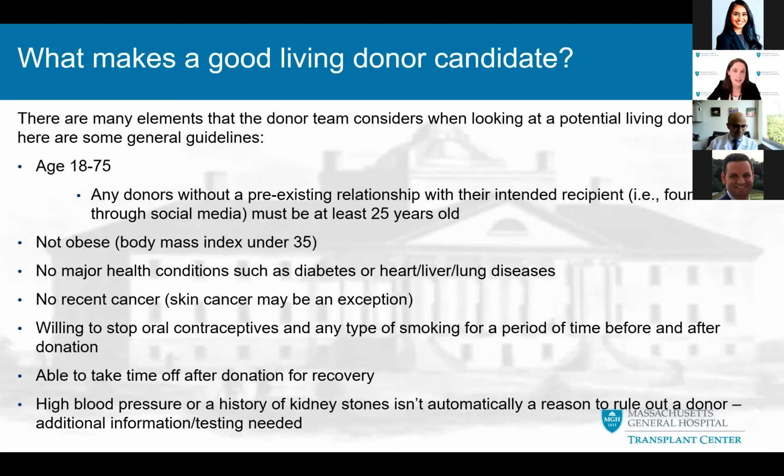These are a very general overview of who makes a good candidate, and there are certainly specific things that would also rule somebody out for being a donor. But in general, we're looking at somebody who is an adult, so age 18 to 75. Just as a note, if you do use social media, or the person who comes forward as a potential donor for you doesn't actually know you, they're a friend of a friend of a friend, or just found you from a billboard or something like that, then we do ask that donors are at least 25 years old. That's just because there's less of a relationship between the donor and recipient.